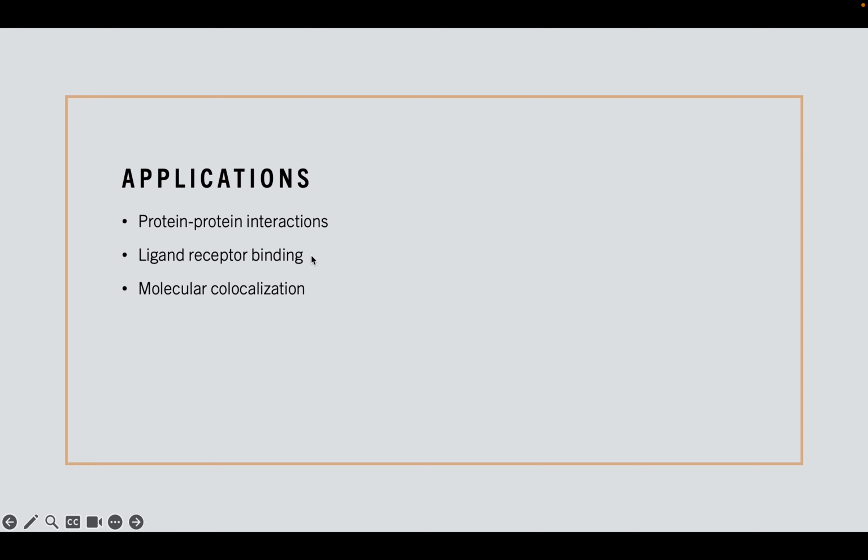The same with the ligand and receptor. I can label one ligand with one fluorescent protein and the receptor with another fluorescent protein, and only if they are interacting will the energy be transferred, and I will see the excitation for one and the emission for the other. And molecular co-localization, where you can see if two molecules are going to the same compartment and the same place or not by checking the energy transfer. So I hope this is clear, and if not, you can ask me your doubts in the comment section.